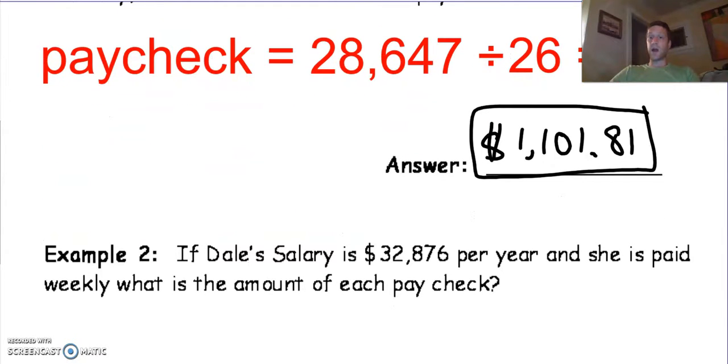I'm going to let you guys try example 2. Same idea, except this is weekly. So make sure you're using the weekly number. That should be dividing by 52 on that one.